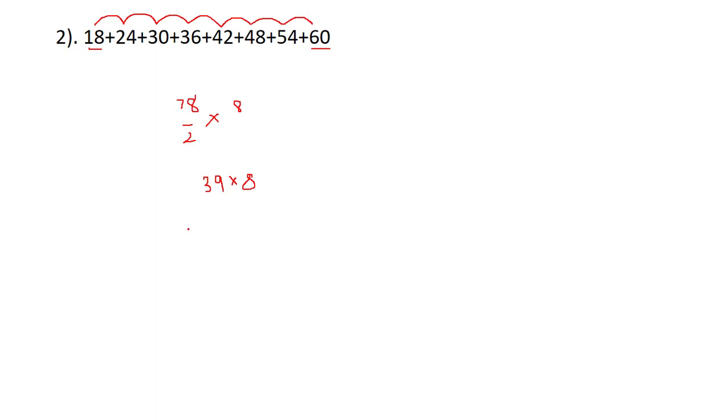You can do this quickly by writing 39 as 40 minus 1, times 8. So now you can do this very easily. 40 into 8 is equal to 320, minus 8 as you open the brackets, and you get the answer to be 312. So you can do such additions very quickly using the averaging method, and you can get the answer within seconds without using the calculator.